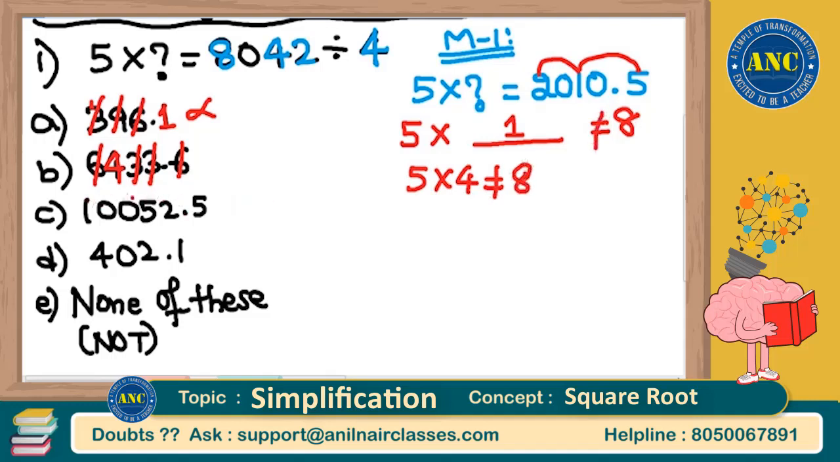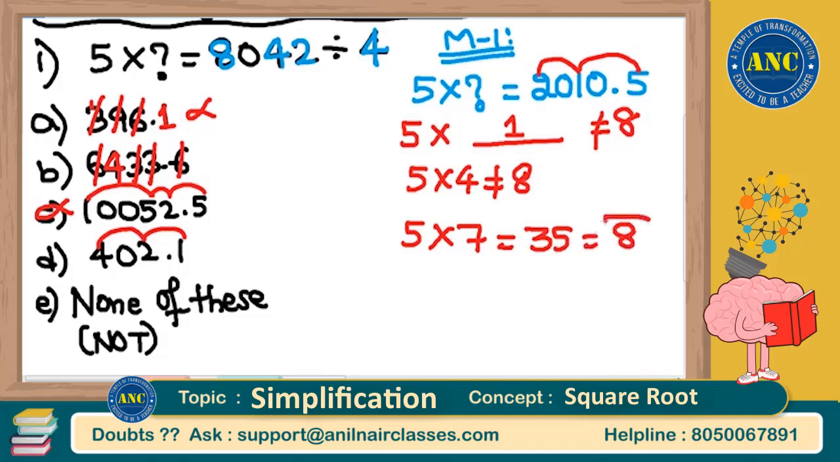This third one, 5 plus 1 is 6, 6 plus 2 is 8, 8 plus 3 is 13, and 13 is again 4. Not equal to 8. Ruled out. Fourth option, 402.1. 4 plus 2 is 6, 6 plus 1 is 7. 5 into 7 is 35. The digital sum of 35 is 8. It matches the digital sum on the right hand side. That should be the correct answer.